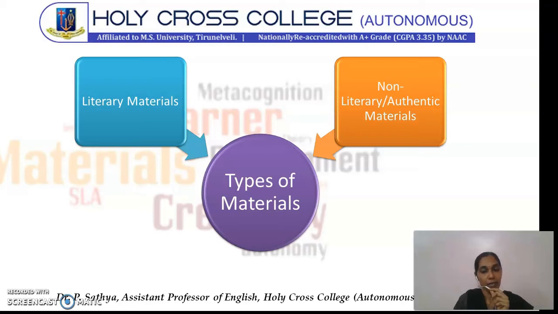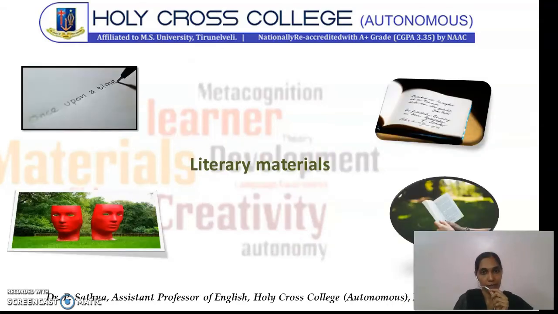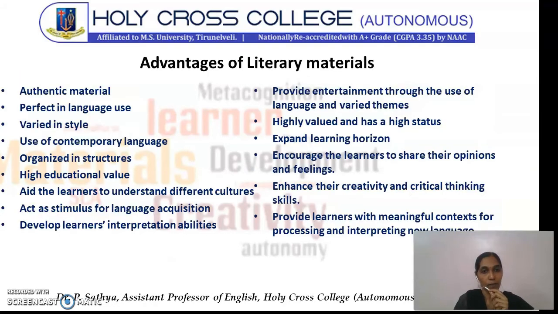There are basically 2 types of materials, namely literary materials and non-literary or authentic. Literary materials include poetry, short stories, plays, and novels. Advantages of using literary materials in the classroom are: these are authentic materials and they are perfect in language use. Literary materials are varied in style and they use contemporary language. They are organized in structures and of high educational value.